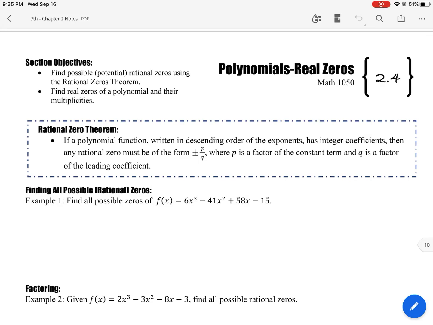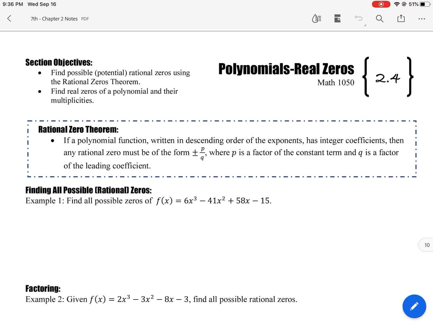Okay, 2.4 is all about the real zeros. So the big emphasis here is the rational root theorem. It says when a polynomial function is written in descending order of exponents and it has integer coefficients, any rational zero must be of the form plus or minus p over q, where p is a factor of the constant term and q is a factor of the leading coefficient. We find those and then divide them.